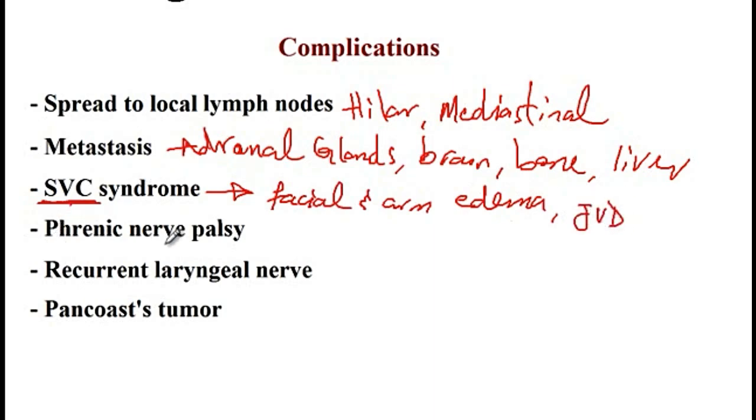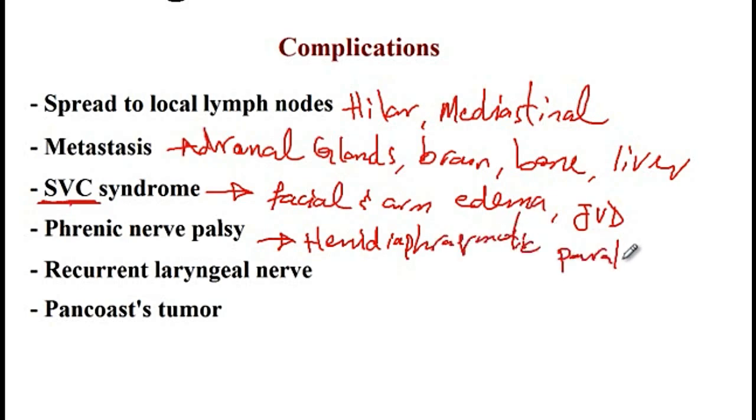These patients may also present with phrenic nerve palsy, as a consequence of which they present with hemidiaphragmatic paralysis. So the phrenic nerve is the nerve that innervates the diaphragm, and there are two phrenic nerves, one on the right side, one on the left side. So if one of them stops working, then these patients present with hemidiaphragmatic paralysis. These patients may also present with recurrent laryngeal nerve symptoms, which presents with hoarseness of voice.